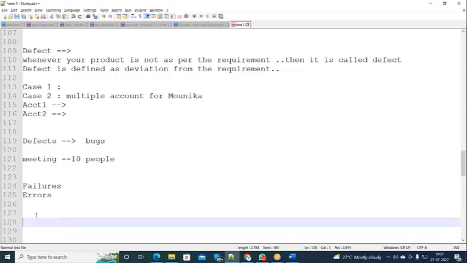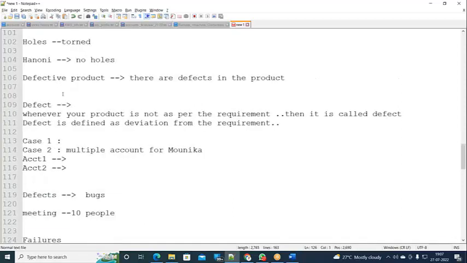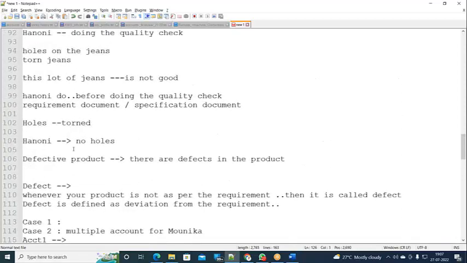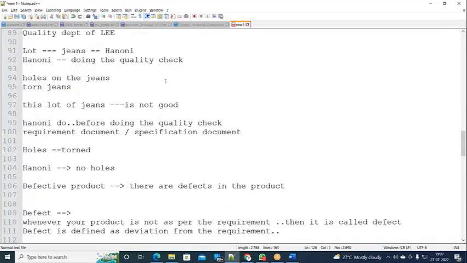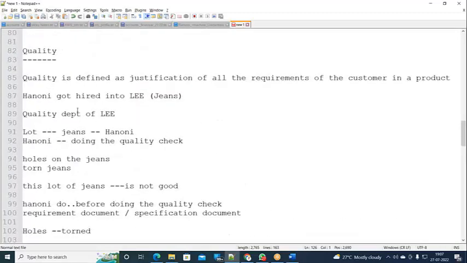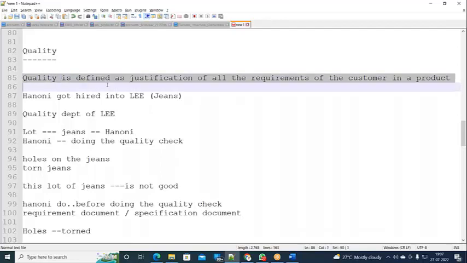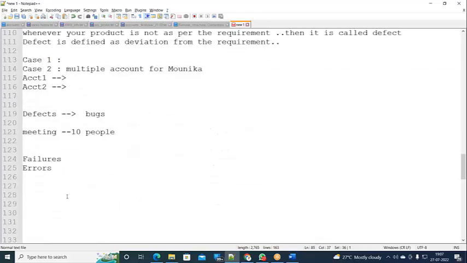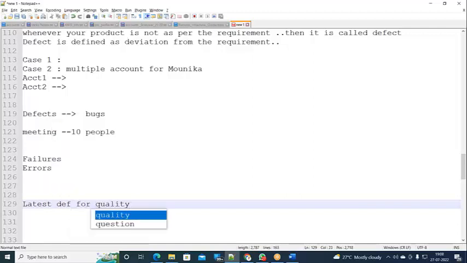Okay, so now we are talking about quality. Whatever definition I have given is a little old version of quality, not the latest version. Quality is defined as the justification of the requirements provided by the client. What is the latest definition for quality?